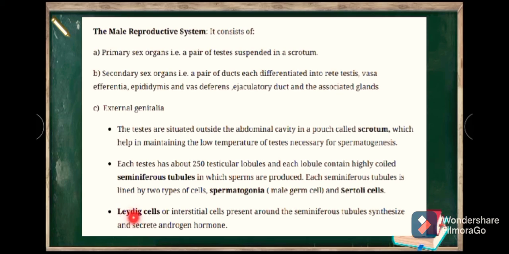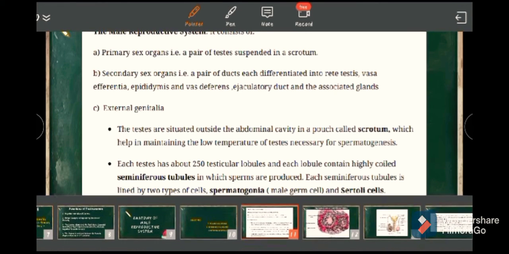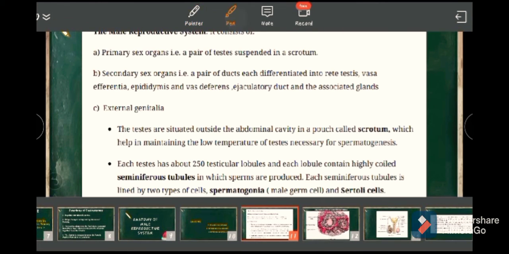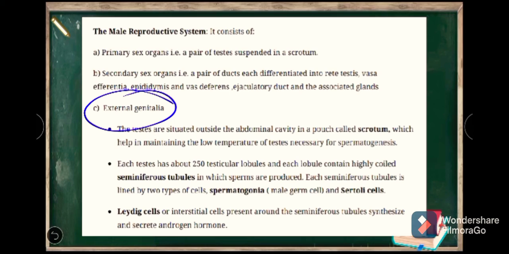Next, one more type of cell is there, that is your Leydig cell. Why is it called external genitalia? Because this is present in the testes, and the testes are outside the body. It is not present inside the abdominal cavity, but outside the abdominal cavity.